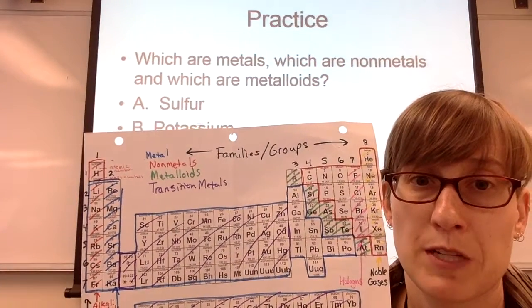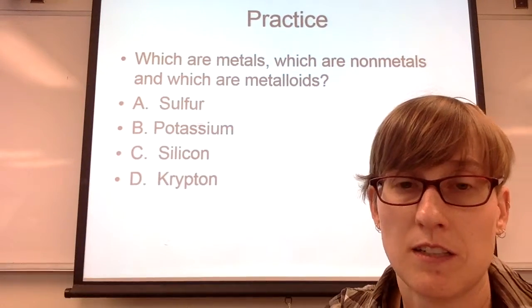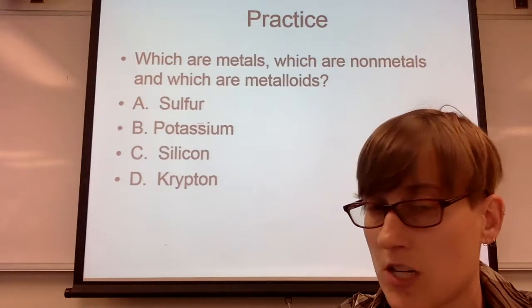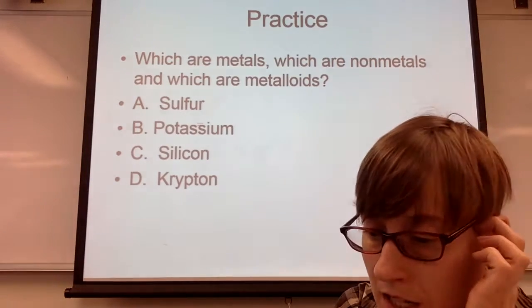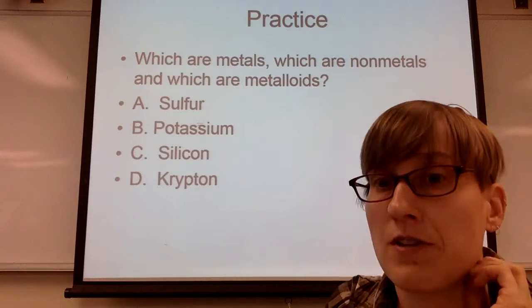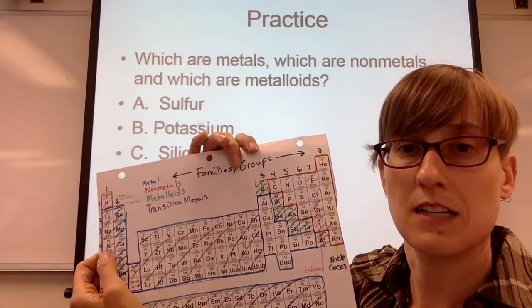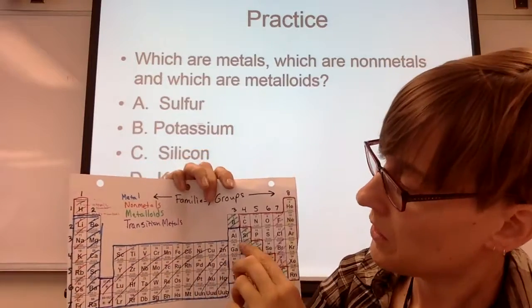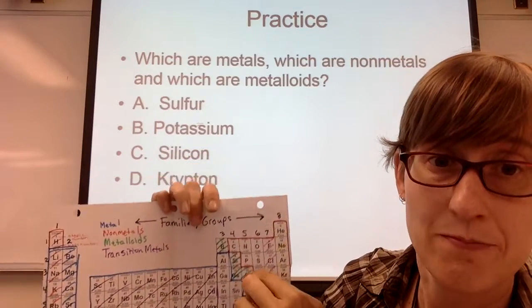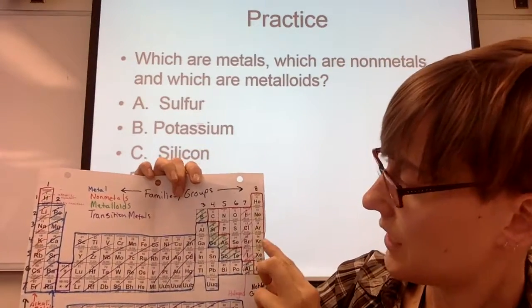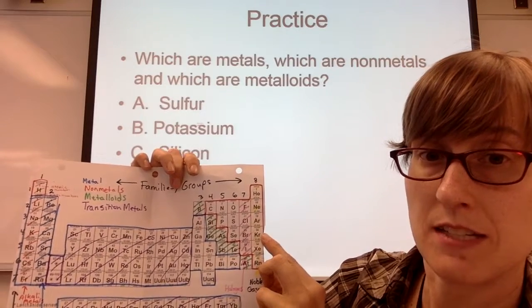Okay, so you probably figured out that sulfur is a nonmetal. Sulfur's abbreviation is S. That potassium is a metal. Potassium's abbreviation is K. It's over here. And silicon is a metalloid. It's Si. And krypton is a nonmetal. It's Kr.